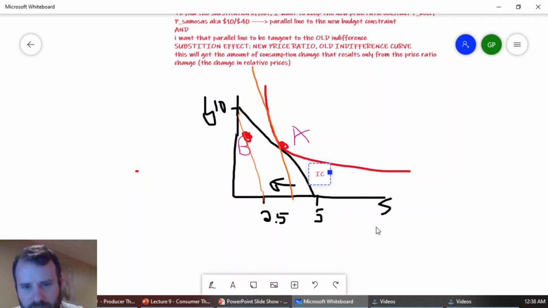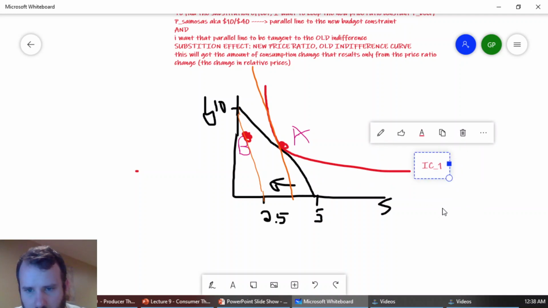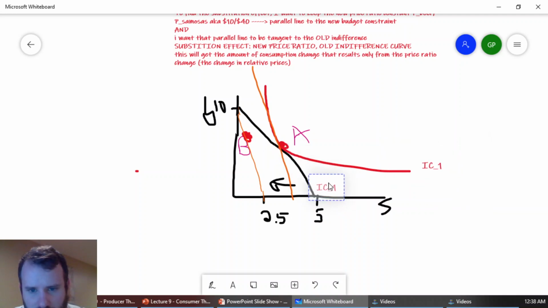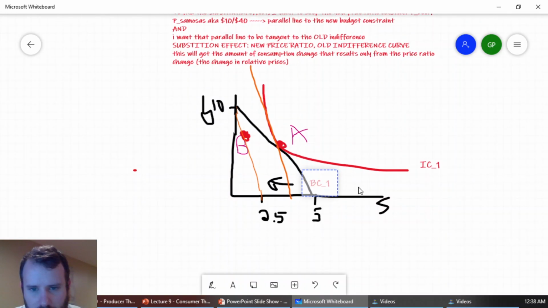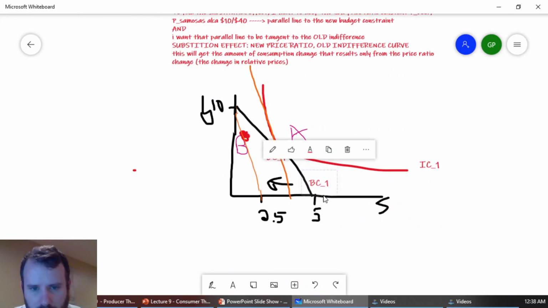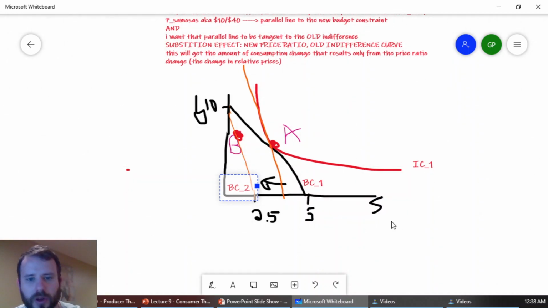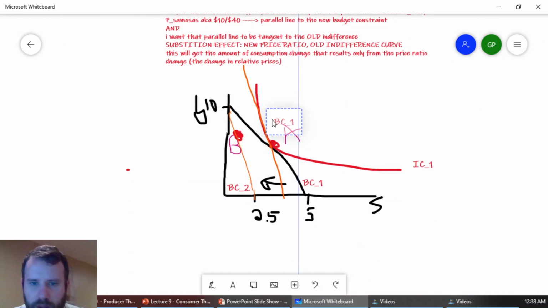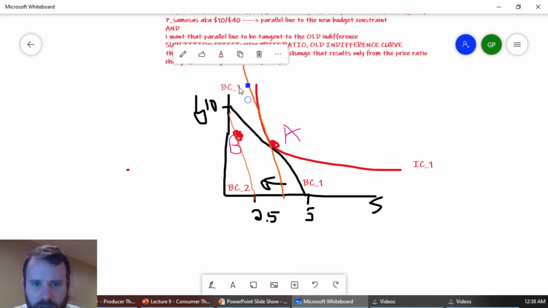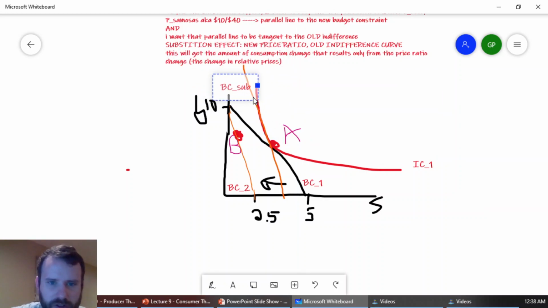So let's call this IC1. Let's call this BC1 and call this BC2, and then I want this to be BC sub effect.